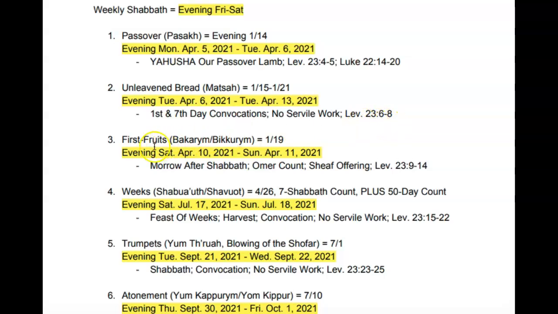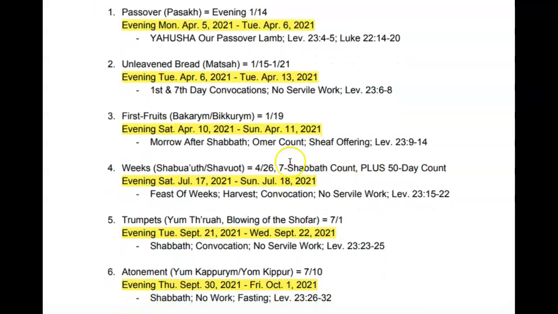There's also first fruits that talks about the Omer count and the sheaf offering. And then we've gone over the Feast of Weeks as well, or Shabu'at, commonly known as Shavuot, which again has 2 counts to it. We've gone over that in our Harvest Festival video, so we're not going to go over it right now, but there are 2 counts to it. You have the 7 Sabbath count, and then you have also the 50-day count from that point.